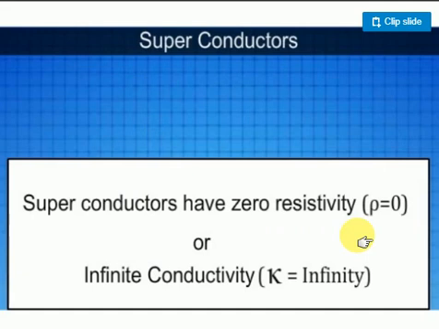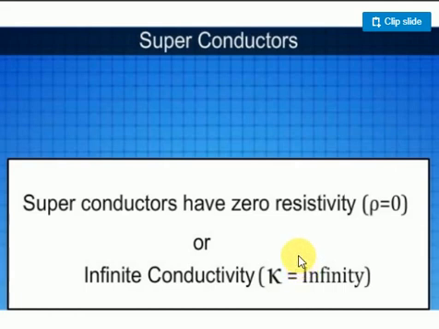Okay, superconductor. What is superconductivity? Suppose a person has some special characteristic called a superpower. Here also, certain materials conduct a large amount of electricity, and they are called superconductors. Superconductors mean the resistance value is 0, and the conductance is infinite, kappa is infinity.